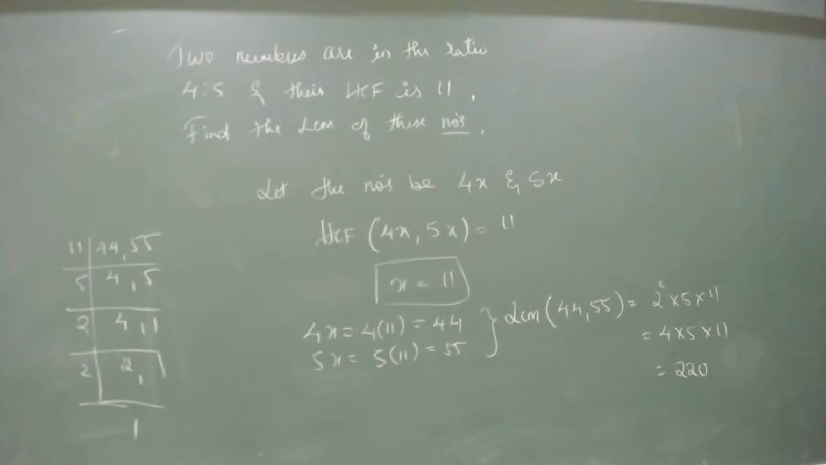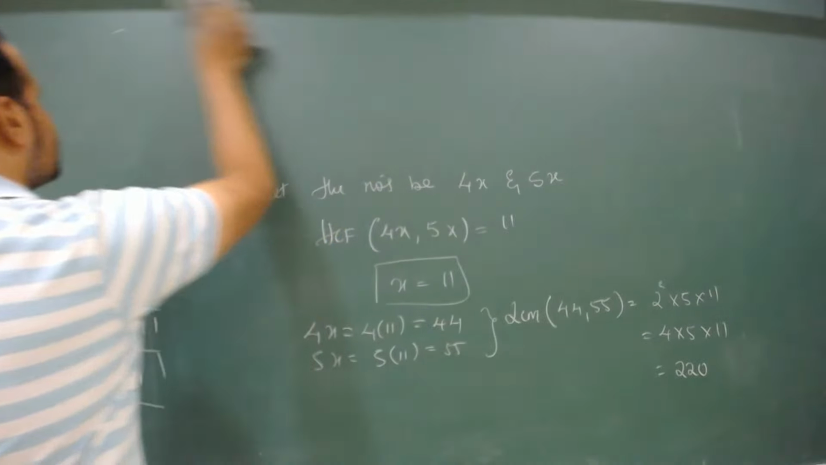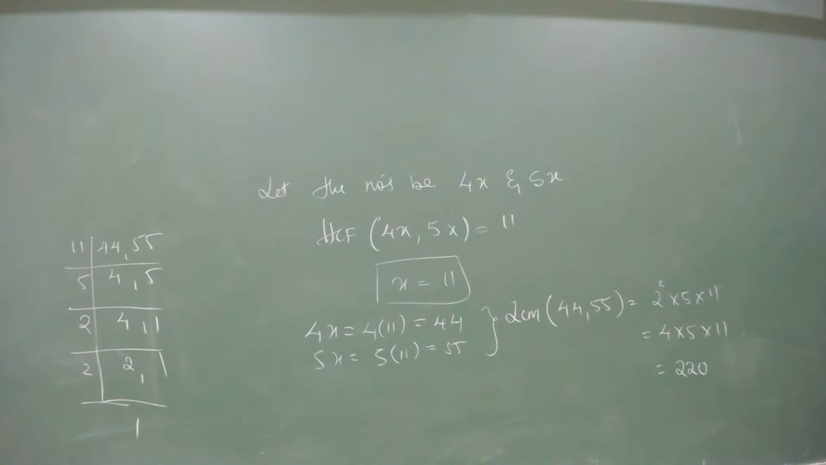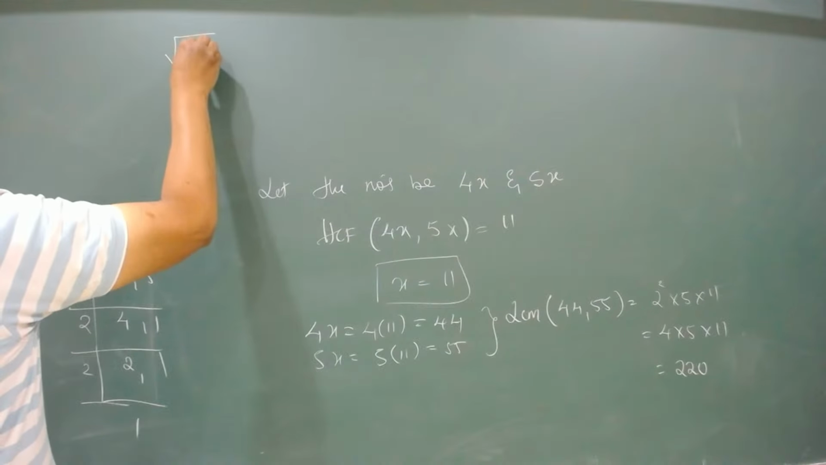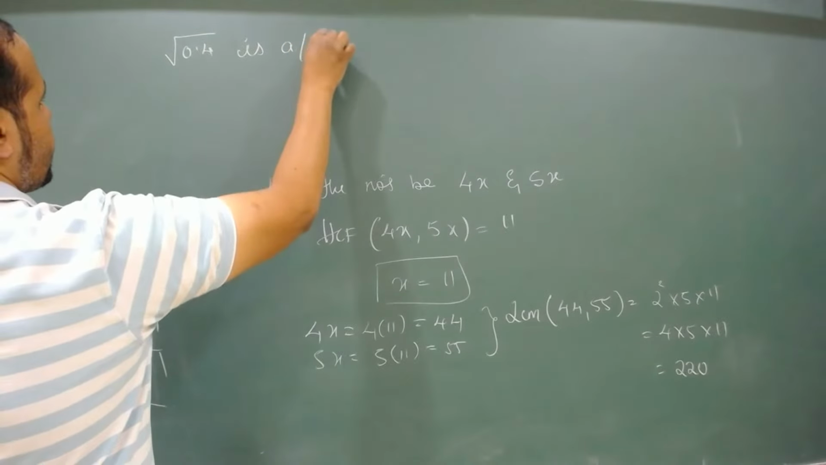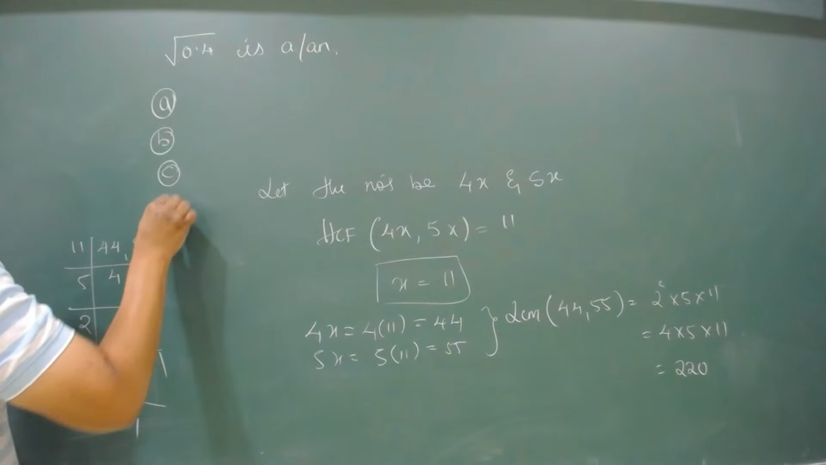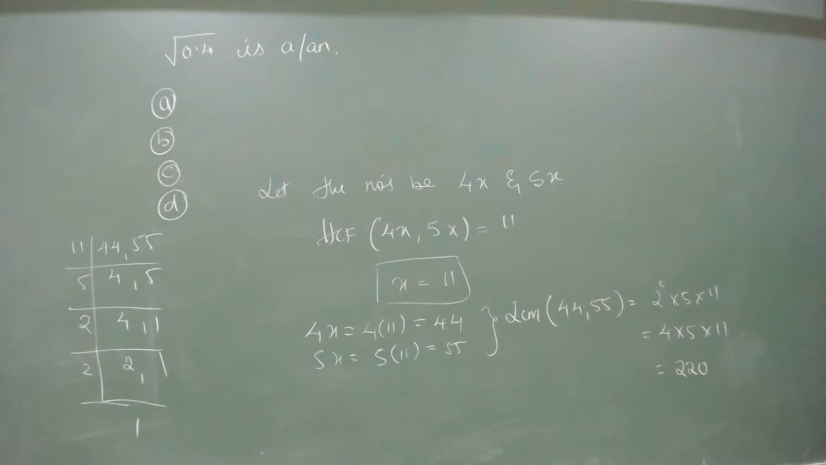So we are doing all the application level questions. Now gradually, let me move on to another question which is based on class 9, not 10. Question says 0.4 is, option B, natural number.